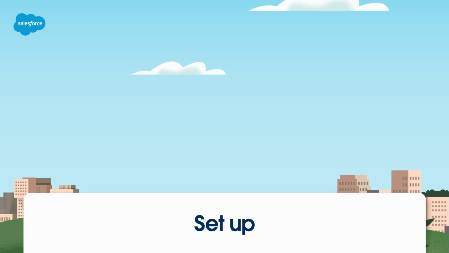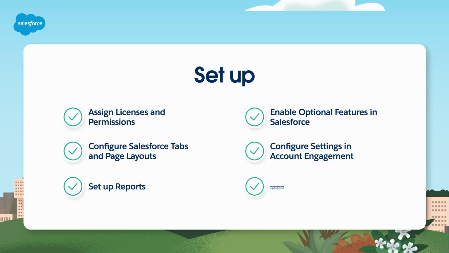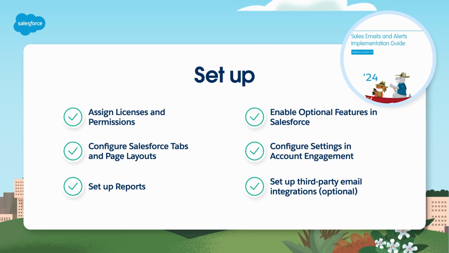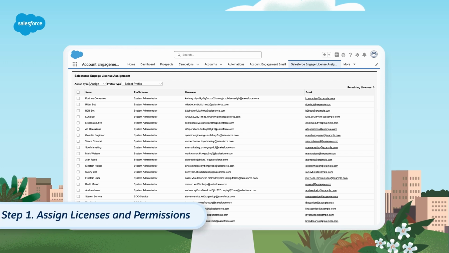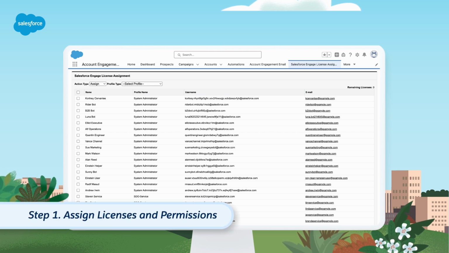Now let's discuss at a high level how to set up sales emails and alerts. For detailed instructions on all these steps, please check out the linked implementation guide. Step 1. Assign licenses and permissions to begin. Your Salesforce admin will assign the permission sets and licenses to the sales users who will be using sales emails and alerts with a license assignment tab.